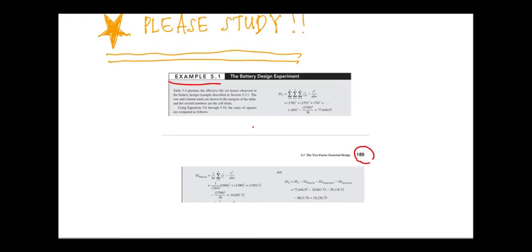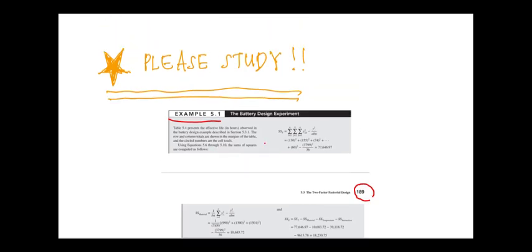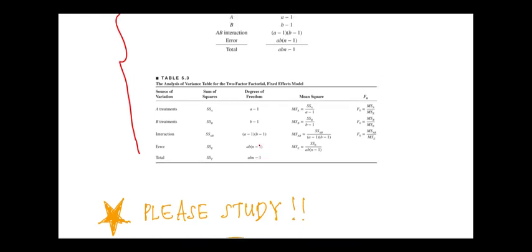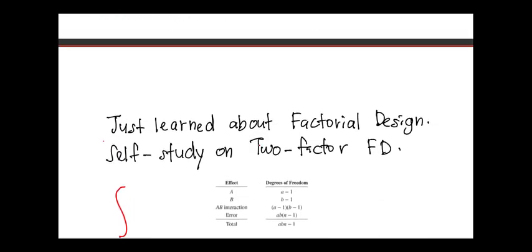By this, we reach the end of this session. Do not forget to study this example in your textbook and also to practice more examples in our textbook related to the two-factor factorial design. Next session, we will mainly discuss the ANOVA or analysis of variance table.